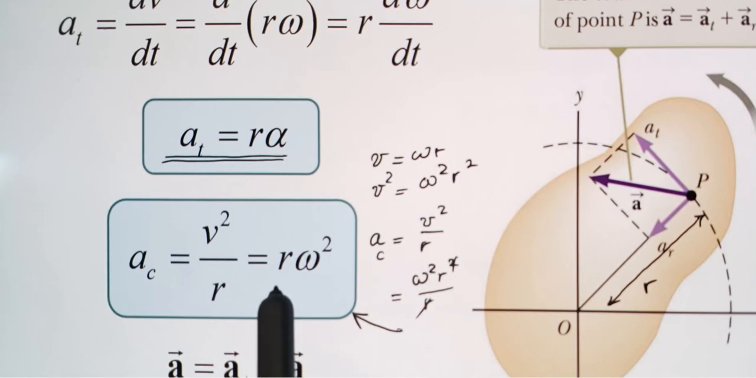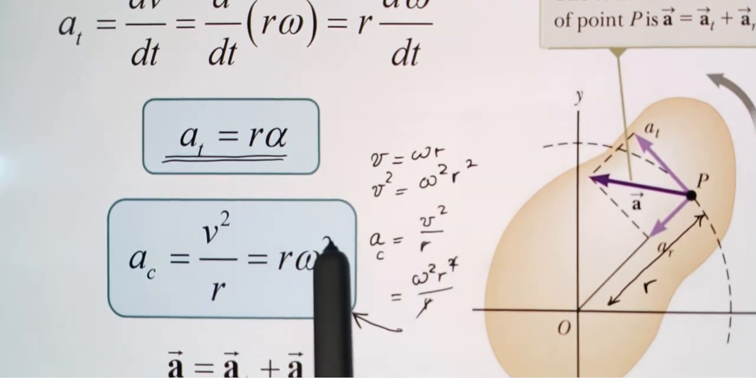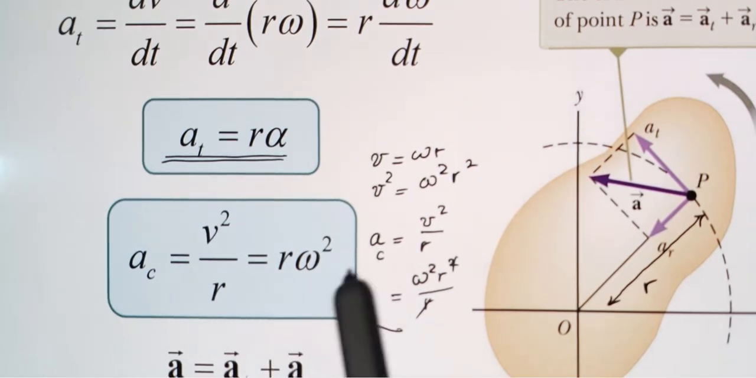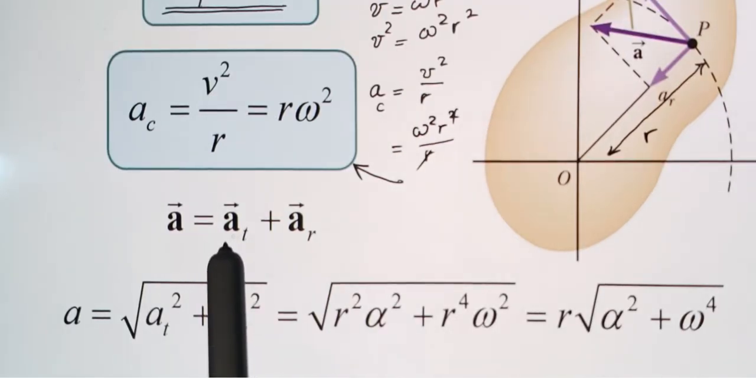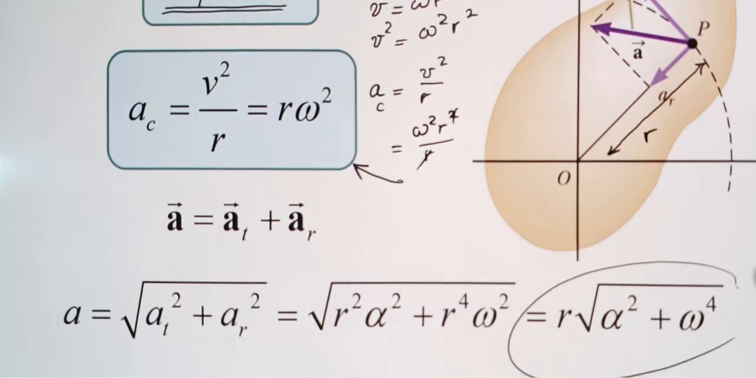If you have a good memory, you remember in one of the videos I mentioned that centripetal acceleration is v square over r, or r omega square. And we are now just repeating the same thing. Total acceleration is equal tangential acceleration plus centripetal acceleration as vectors. This is the magnitude, and you don't need to remember this because if you start correctly, you don't need to remember this equation.